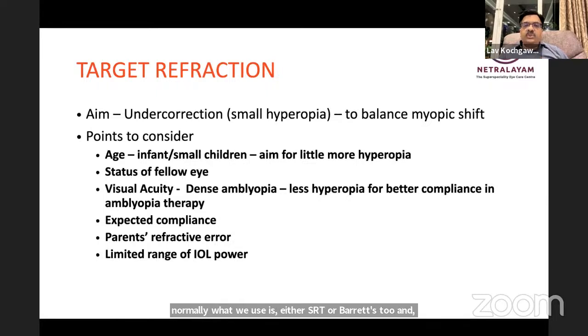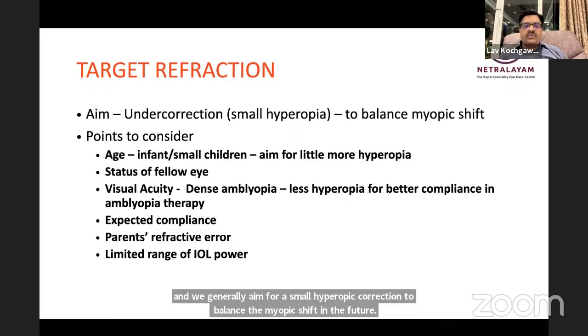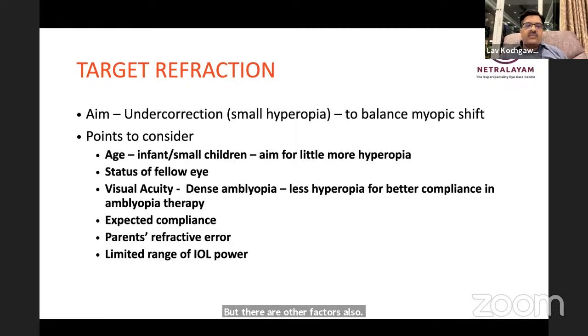Another important issue here is the target refraction. We generally aim for a small hyperopic correction to balance the myopic shift in the future. But there are other factors which we have to consider. In smaller children, the myopic shift may be faster, and then we have to go for slightly more hyperopia.